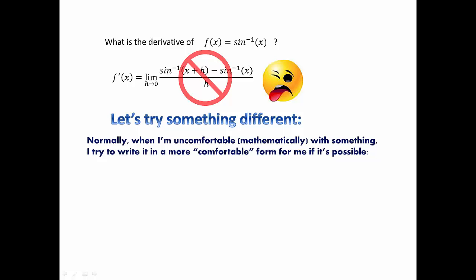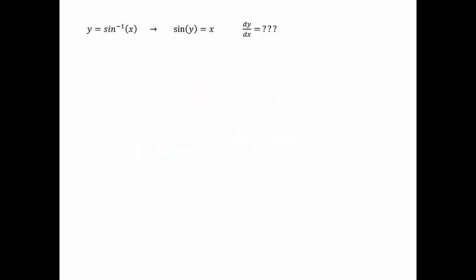Normally, whenever I'm unhappy about something because it looks ugly, I try and think of a different way I can write it so I'm not as nervous about it. So this is what we have. We have inverse sine, and I'm going to rewrite this as a plain old sine function because I'm so much more comfortable with sine than I am with inverse sine. I know how to play with sine quite well, relatively at least. And what we're going to be looking for is the derivative of y with respect to x. So this is our goal, dy/dx. We want to know what that is.